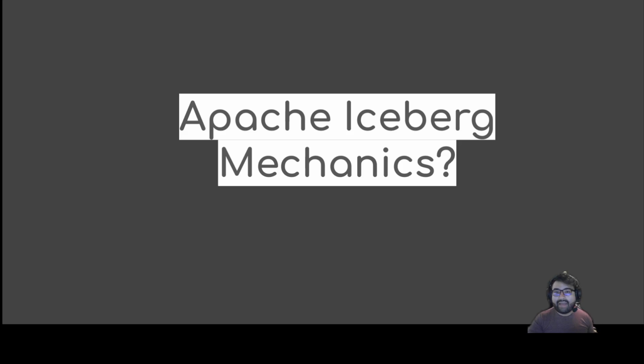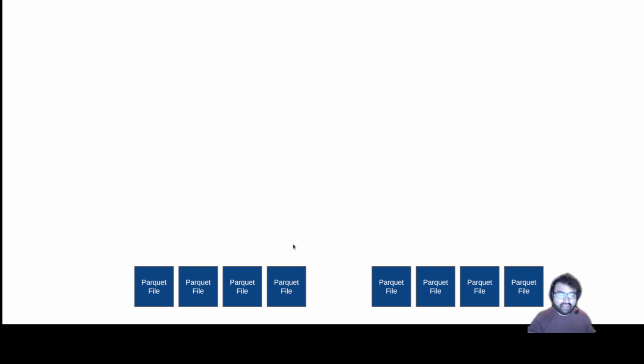Okay, so let's talk about Apache Iceberg mechanics. So basically, when you work with Apache Iceberg, what actually happens, like what mechanically happens? First, we'll examine what happens when you add or write data to an Apache Iceberg table. The first thing is that you're using some sort of query engine, something like Dremio and other engines that work with Apache Iceberg.